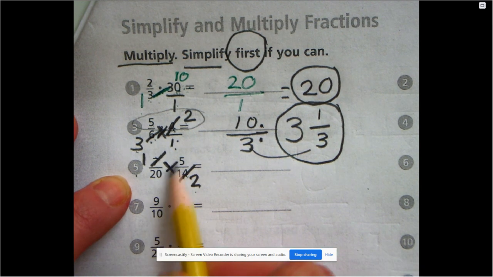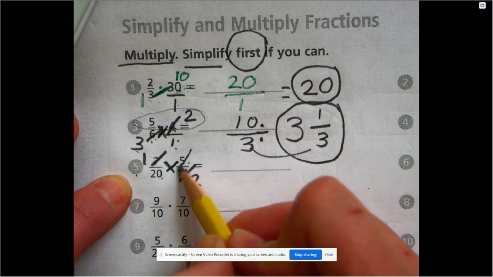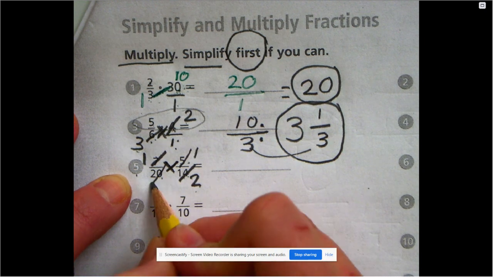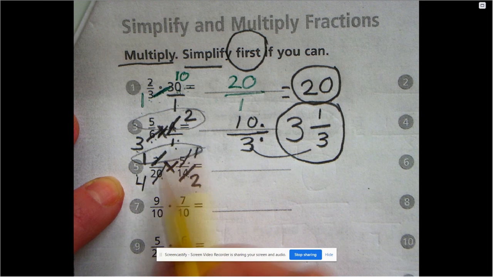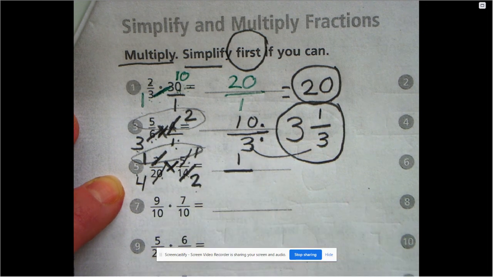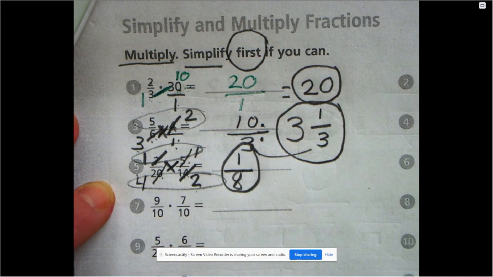What is the connection between 5 and 20? 5 goes into 5 one time. 5 goes into 20 four times. 1 times 1 is... 4 times 2 is... 1/8 is my answer.